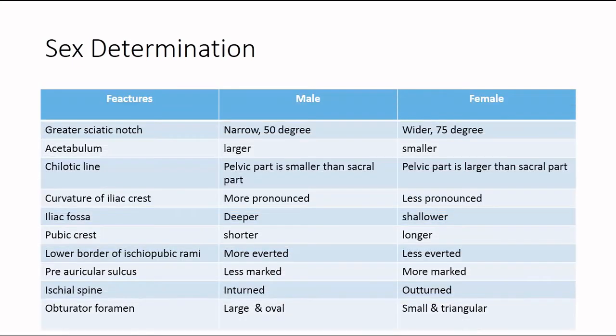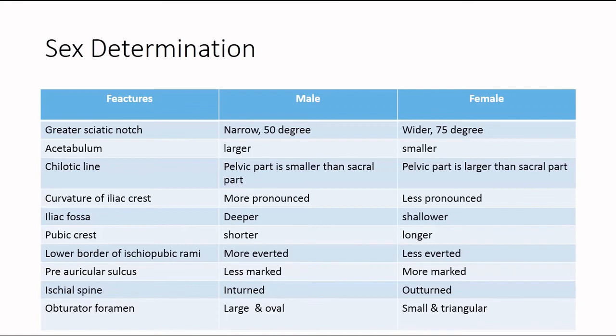Now very important, that is sex determination by hip bone. You must know these 10 points to decide the sex. So first point is greater sciatic notch. It is narrow, about 50° in case of male, and wider, about 75° in case of female. Acetabulum is large in case of male and small in case of female.